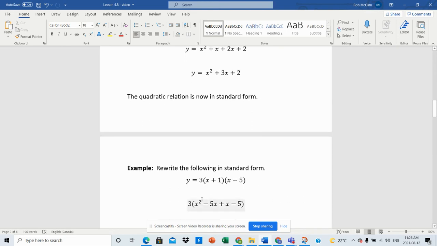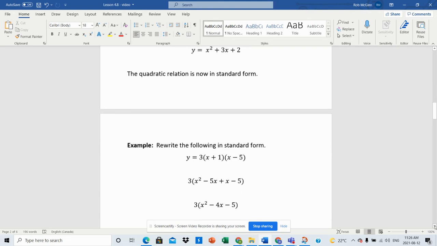So I've left the 3 alone there. It's outside brackets. Inside my brackets, I'm going to use FOIL. So x times x is x squared. X times negative 5 is negative 5x. 1 times x is positive x. And 1 times negative 5 is going to give us negative 5. Now I'm going to collect my like terms within the brackets. So 3 times x squared minus 4x minus 5.